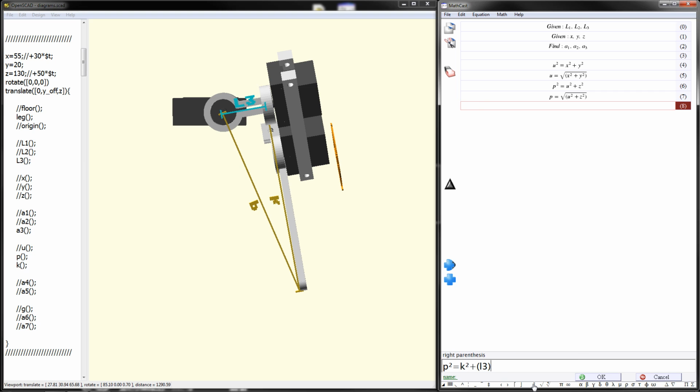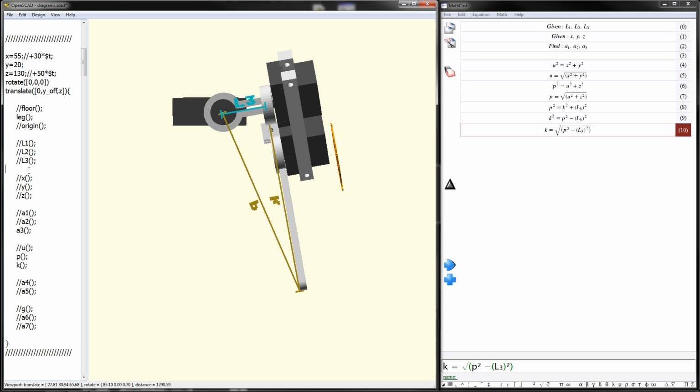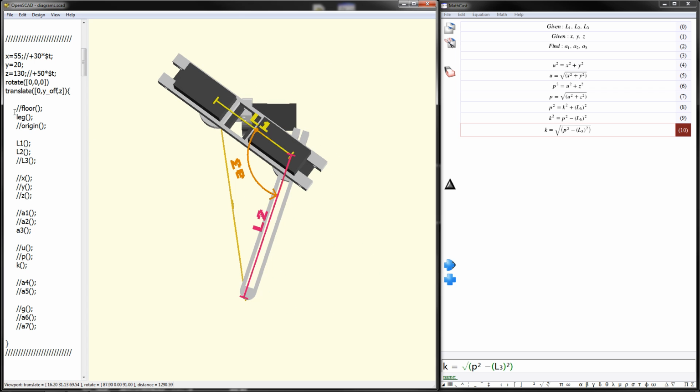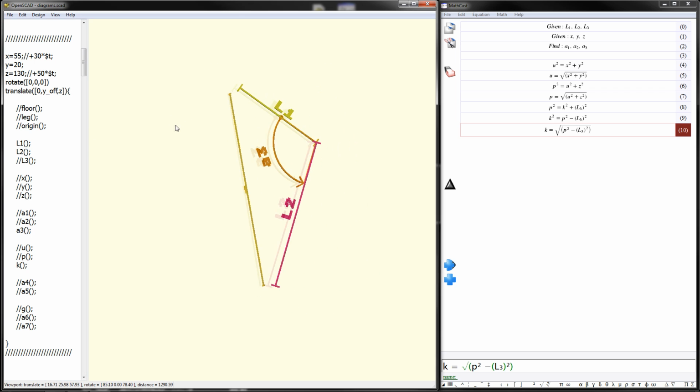Alright. So with this equation, it's going to be a little bit different because we first have to refactor, so it's going to be k squared equals p squared minus L3 squared. So k equals the square root of p squared minus L3 squared. Alright, so now we have k. And with k, and if we bring L1 and 2 back in the mix, we have a triangle with a3 inside the triangle.